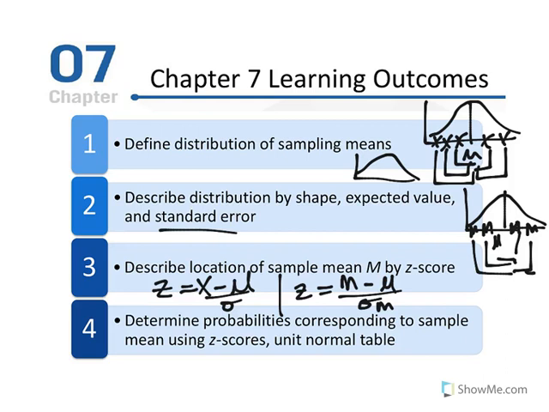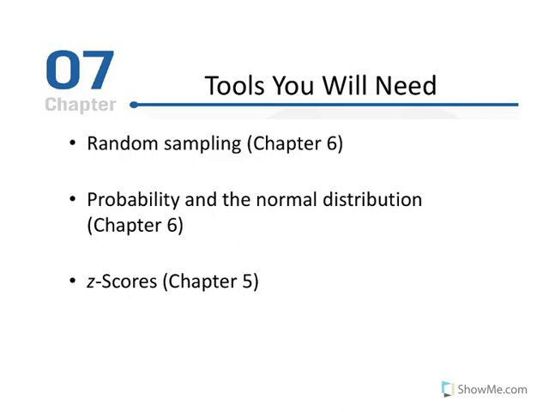And then finally, we'll be able to determine the probability corresponding to a sample mean using z-scores. So just like we did with scores, what's the probability above a particular score, below a score, between scores? We're going to apply those same skills to understanding the location of a sample mean in relation to the mean of means or population mean in the center. And we're going to utilize the unit normal table to do this, just as we did in Chapter 6. And these are the tools that we'll need.